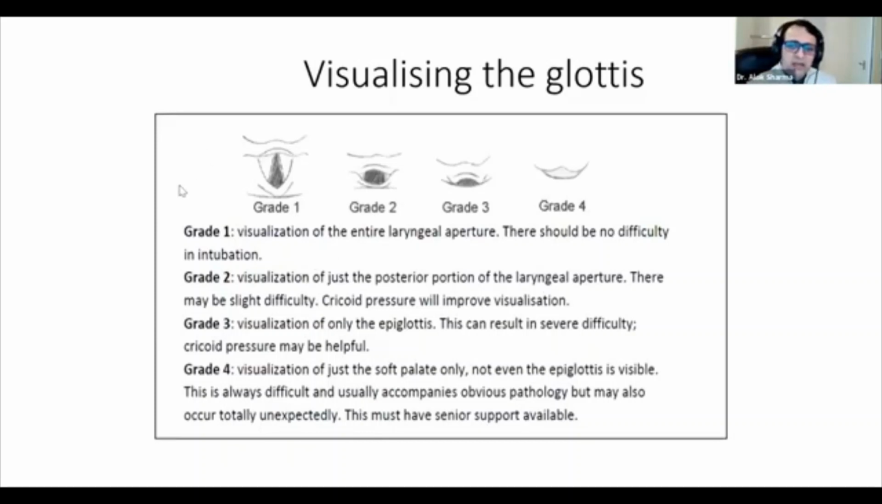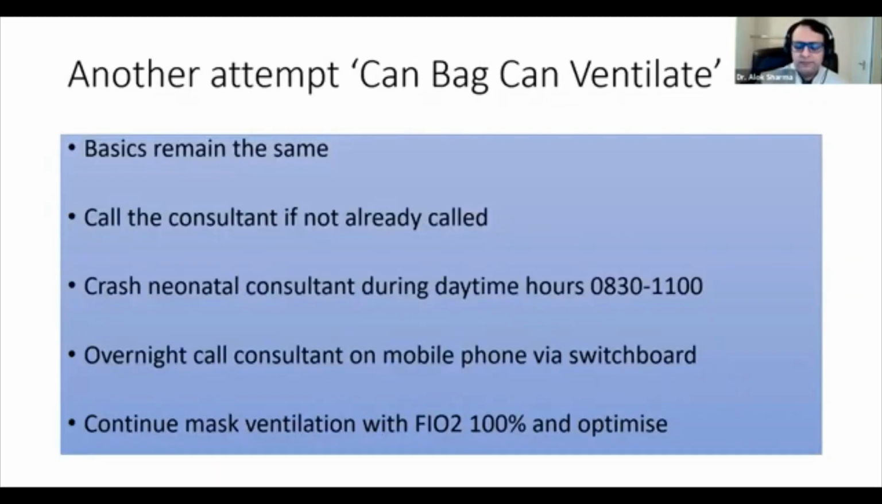But actually, if my trainee could not manage to intubate this baby and found this view, what he could use is a laryngeal mask airway or an i-gel in this situation to ventilate the baby, which is less traumatic and which will allow effective ventilation. So it's a very good method of getting trainees to think about the grade, the visualization of the glottis.